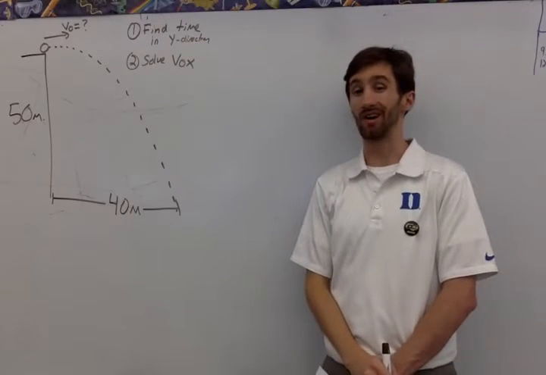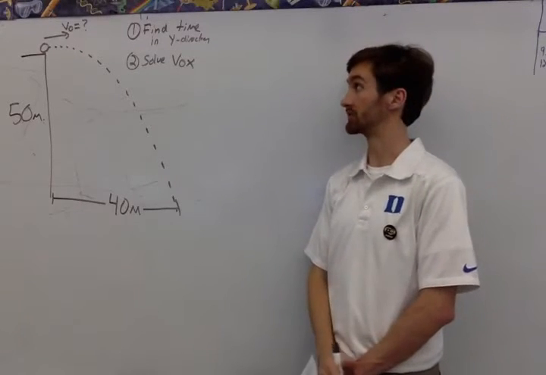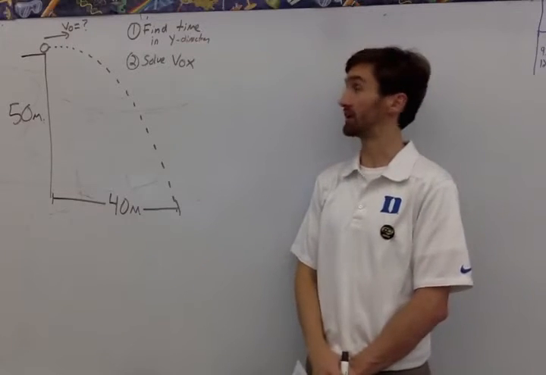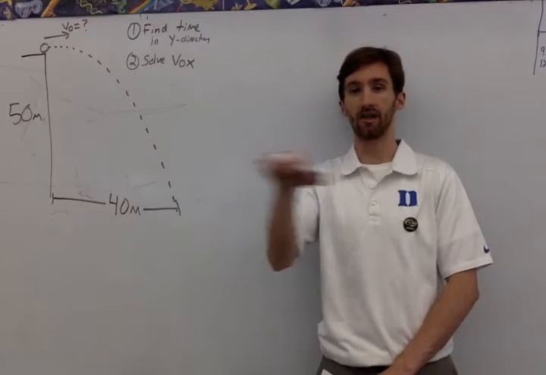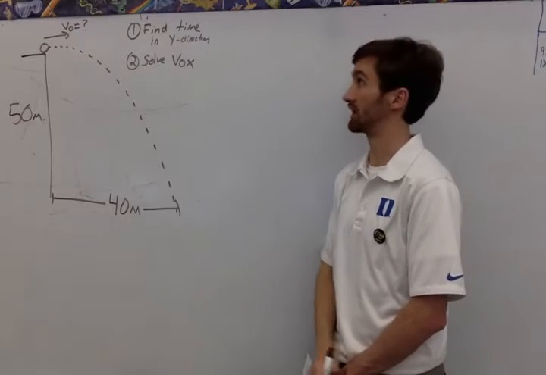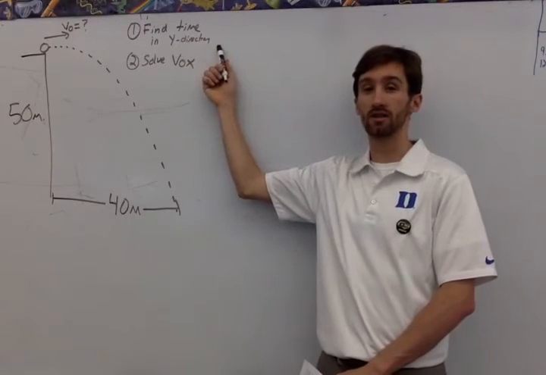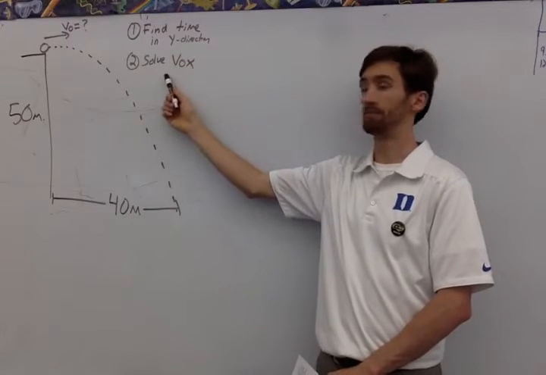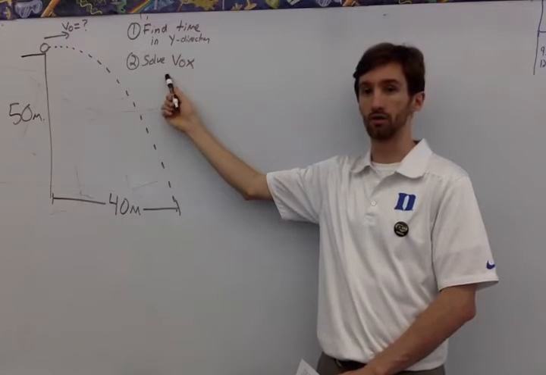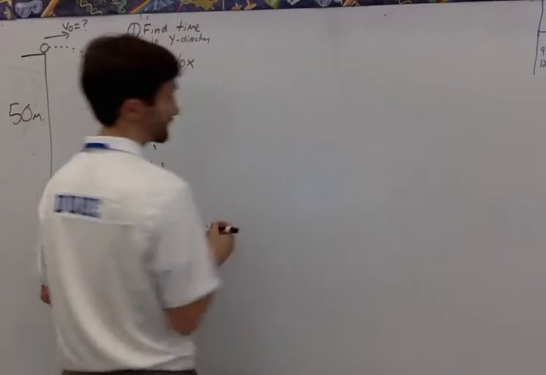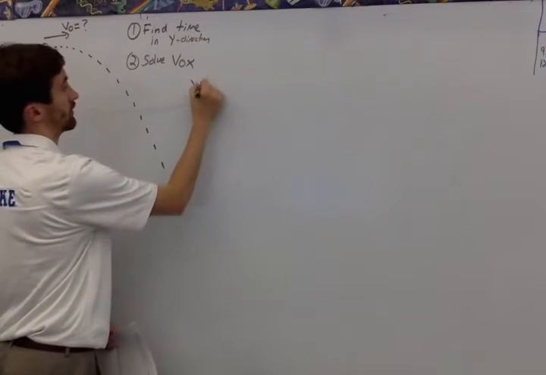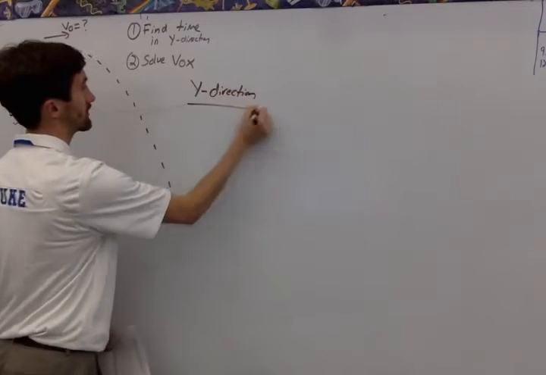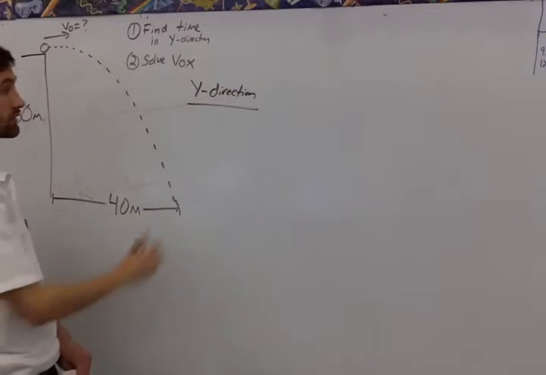We're going to follow our same steps for projectiles. We know that time connects the y and the x when we're dealing with projectiles. So we're going to find time in the y direction, and then we're going to use that time to solve for our initial velocity. So let's start with the y direction and list out the things that we know.